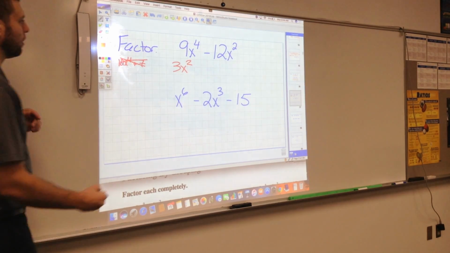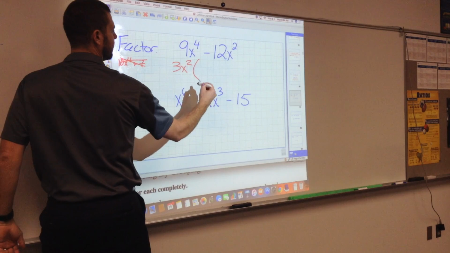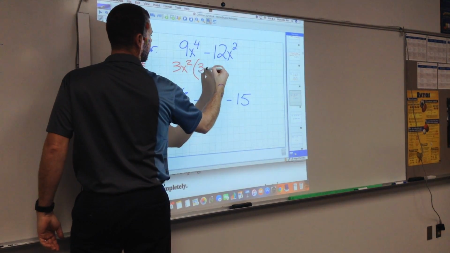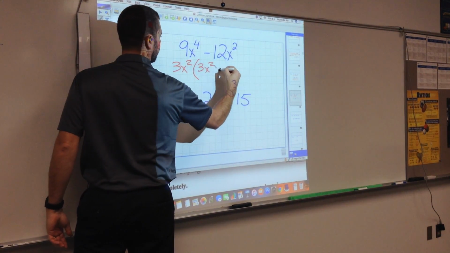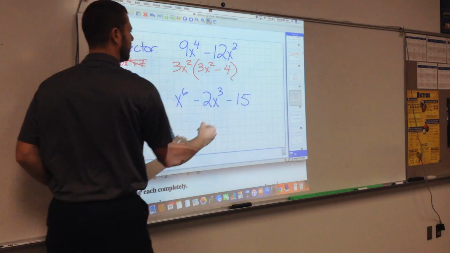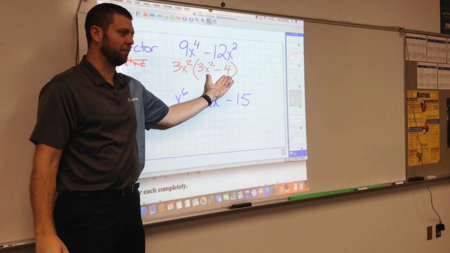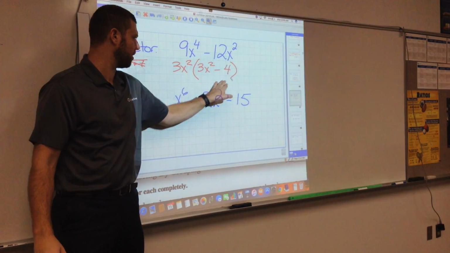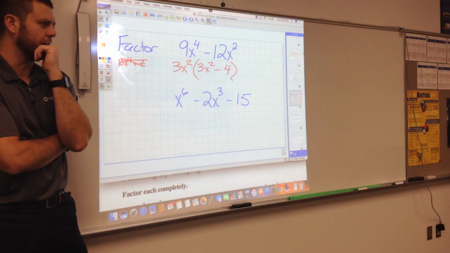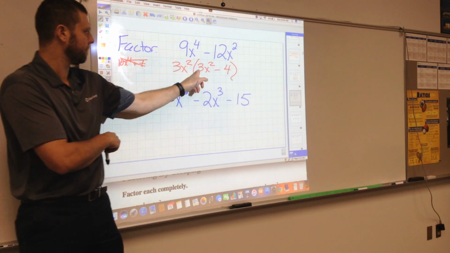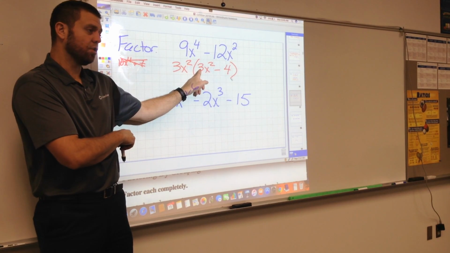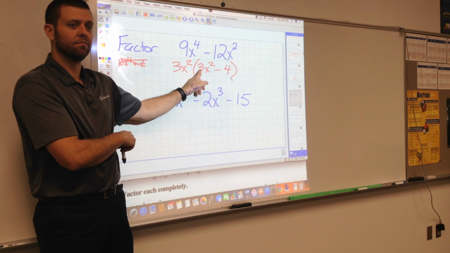So 3x squared, what would be left? 3x squared minus 4. Can we factor it any further? No. This one's almost a difference of two perfect squares, but what part of this one does not make it a perfect square? The 3, yep. If this was a 25x squared, then I could.